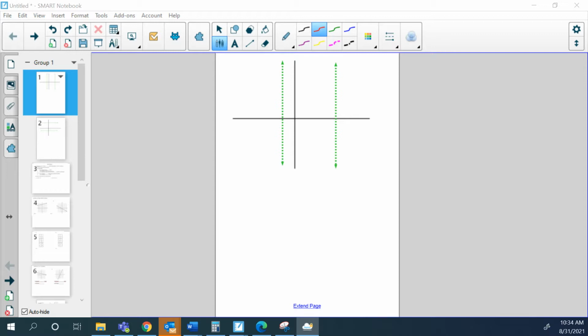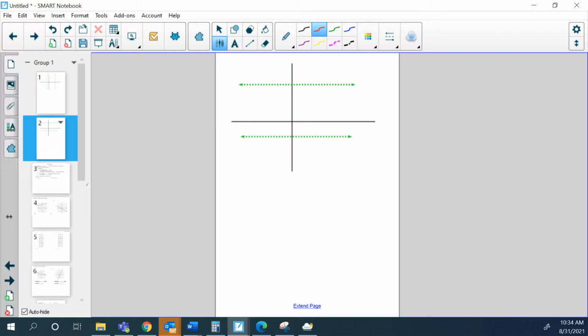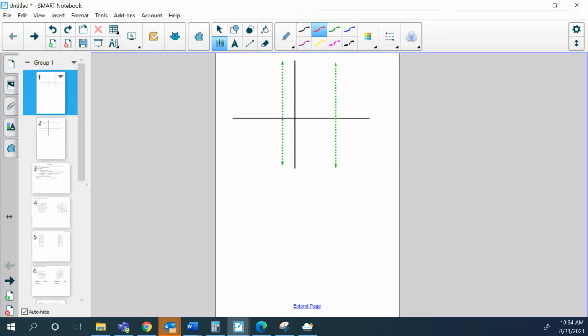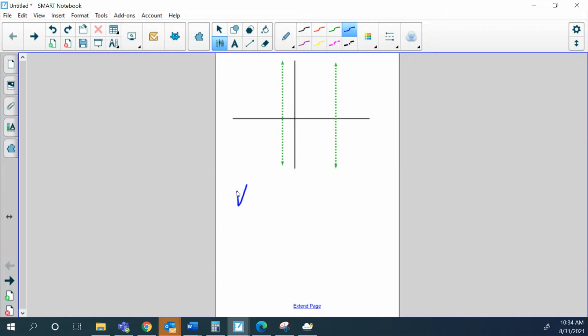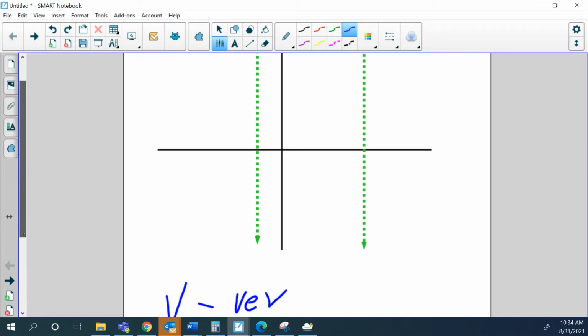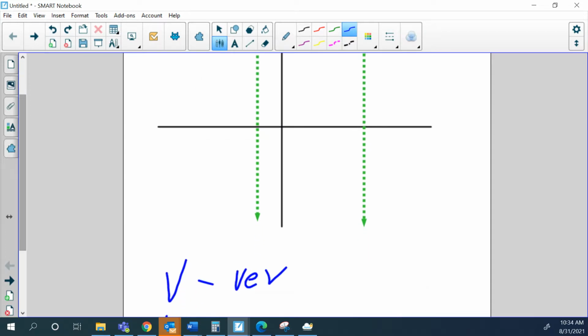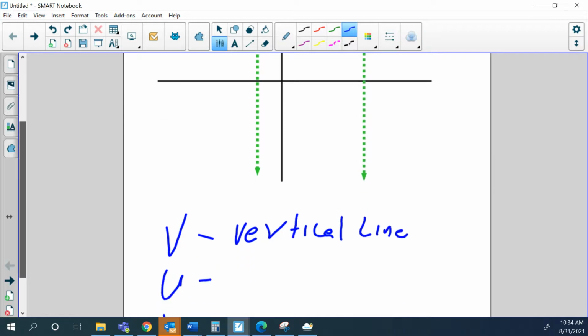All right, guys, this is the review for the test. Before I get to the review, I want to go over vertical lines and horizontal lines. For vertical lines, we use the acronym VUX to help you remember the equation and the slope. V stands for vertical line, and the U stands for undefined.